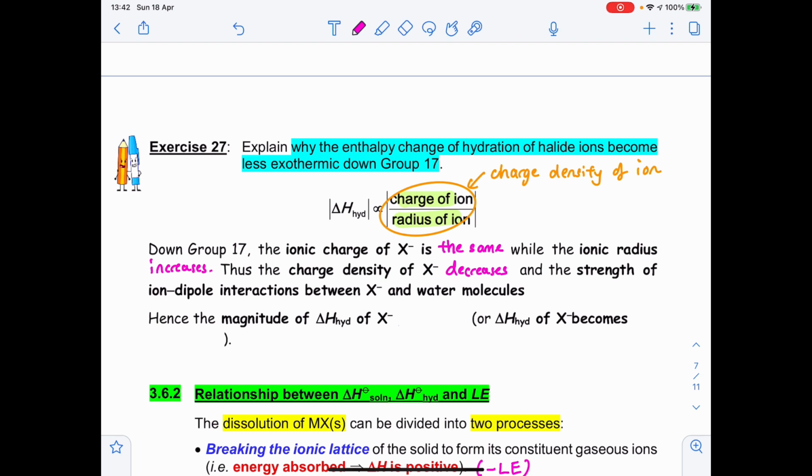When the charge density of the ion becomes smaller, the strength of ion-dipole interaction between the halide ion and water molecule will become weaker. So therefore, going down group 17, the strength of ion-dipole interaction between the halide ion and water molecule decreases.